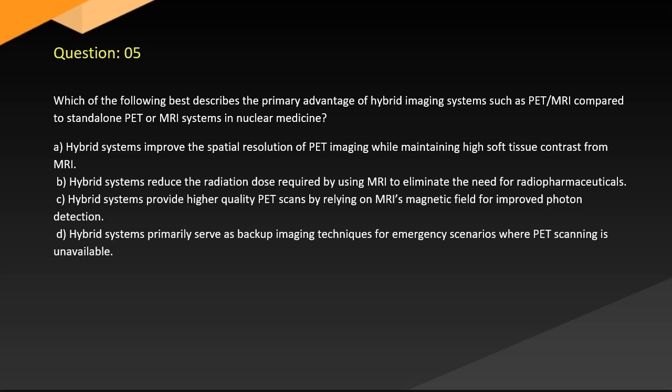B. Hybrid systems reduce the radiation dose required by using MRI to eliminate the need for radiopharmaceuticals. C. Hybrid systems provide higher quality PET scans by relying on MRI's magnetic field for improved photon detection. D. Hybrid systems primarily serve as a backup imaging technique in emergency scenarios where PET scanning is unavailable.